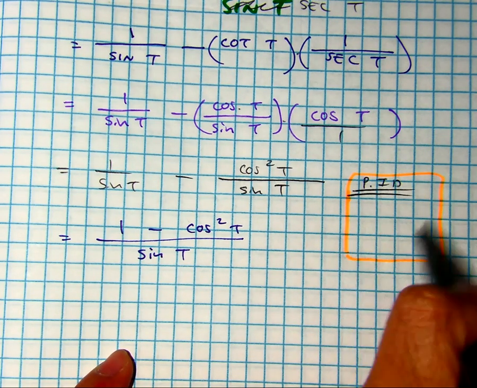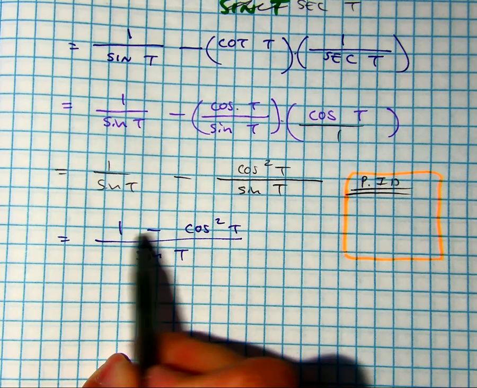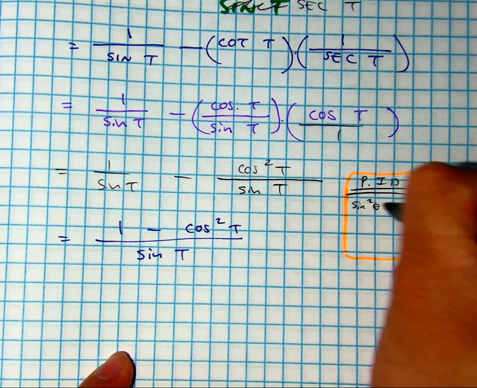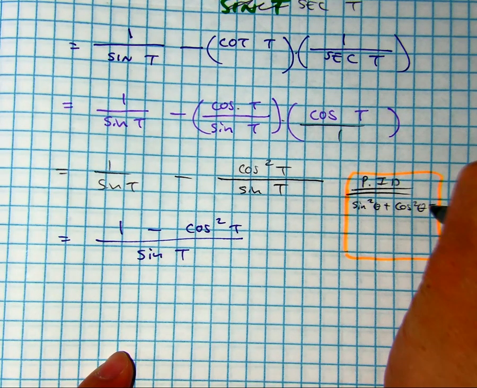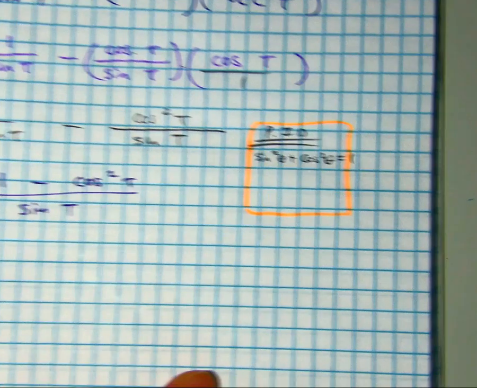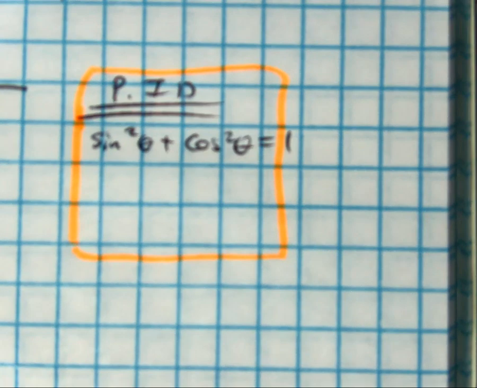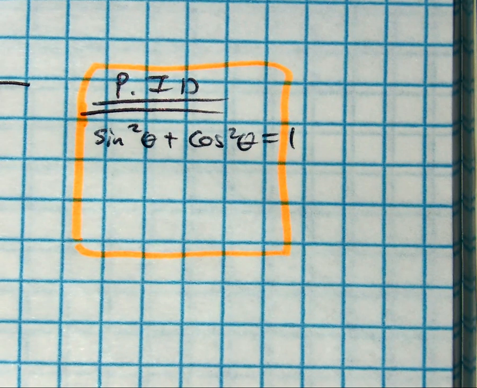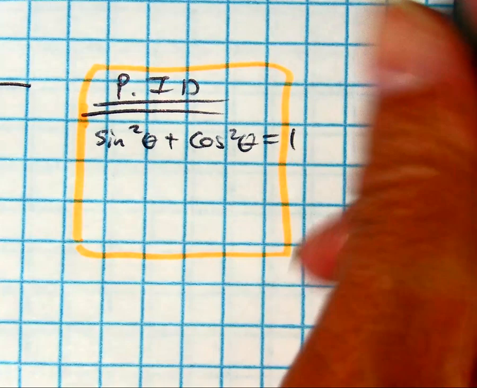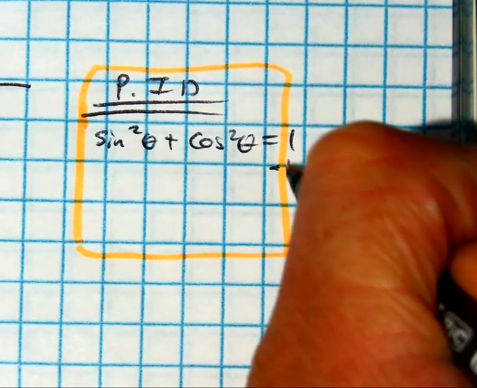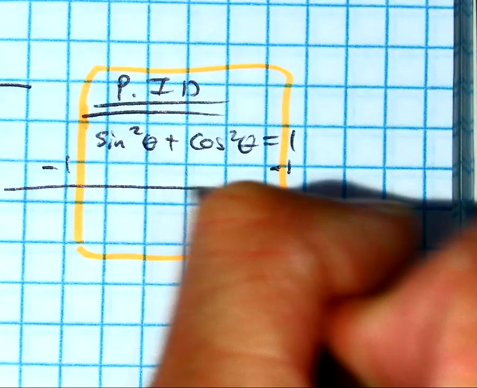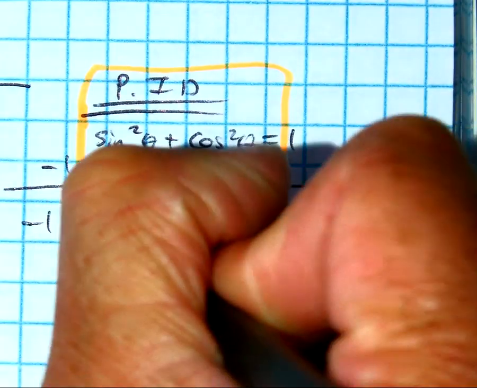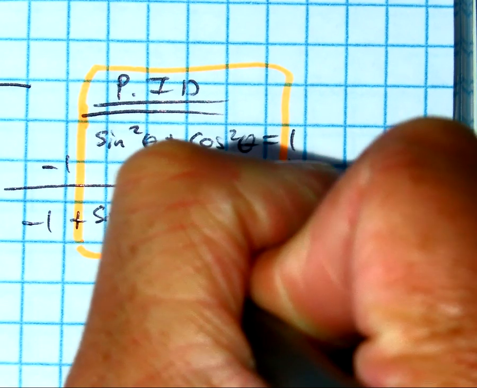Give me the Pythagorean identity we'll probably be using, but it's a form of this one. Sine squared theta plus cosine squared theta equals 1. Now it doesn't look exactly like that, but it has 1 minus cosine squared. So essentially what we're doing here is we're subtracting 1 from both sides. So now I have negative 1 plus cosine is positive, sine squared theta.